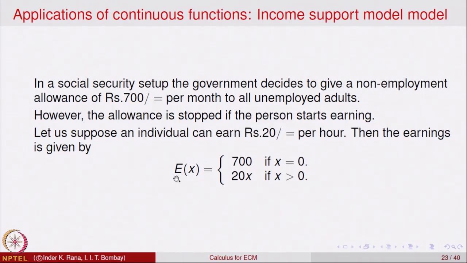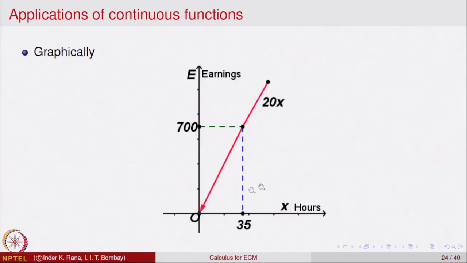So, let us plot this relation. It is a linear relation. At 0 the value is 700, and for x bigger than 0 the value is 20x. So, this is a linear function for x bigger than 0 with slope 20. When we plot, this is what you get. This is when x is 0, and this is the earnings 700. We have just plotted this part to indicate what this 20x is.